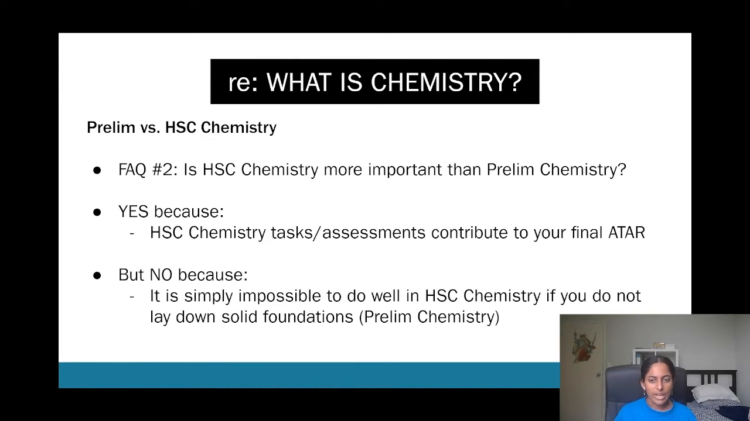Like I've already mentioned, you don't need to stress too much about prelim chem. At the same time, because HSC counts towards your ATAR and year 11 doesn't, you need a good foundation in prelim chem in order to do well in HSC chemistry.